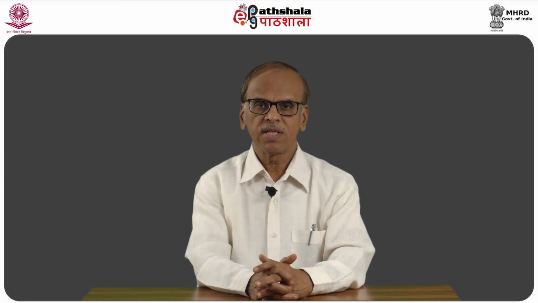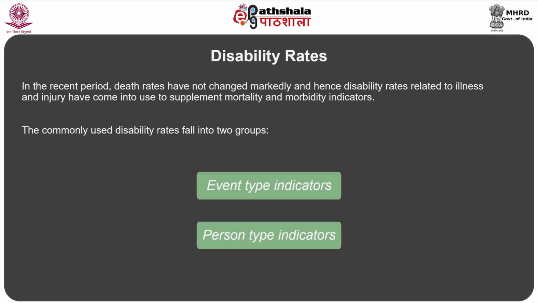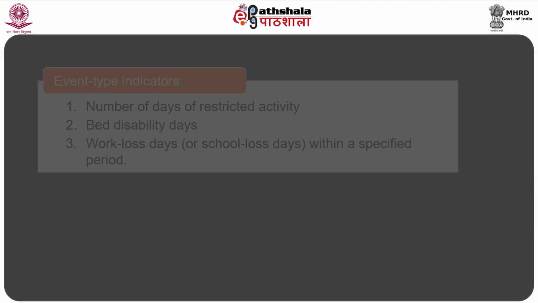Disability rates. In the recent period, death rates have not changed markedly, and hence disability rate related to illness and injury have come into use to supplement mortality and morbidity indicators. The commonly used disability rates fall into two categories: A, event type indicators, and B, person type indicators.